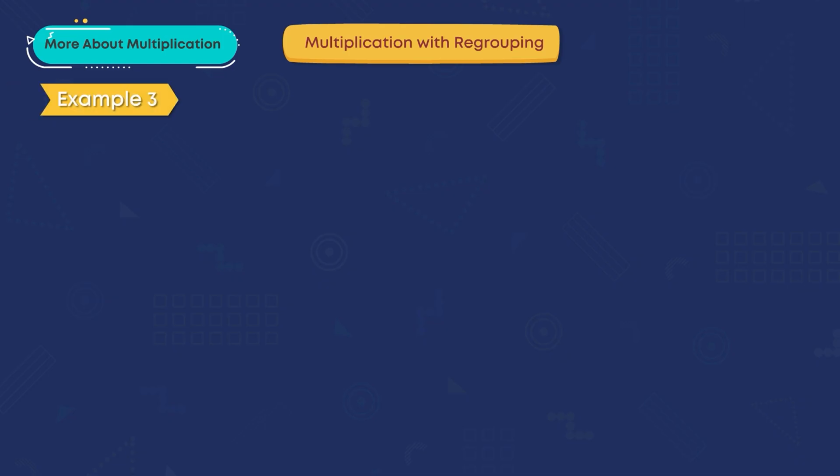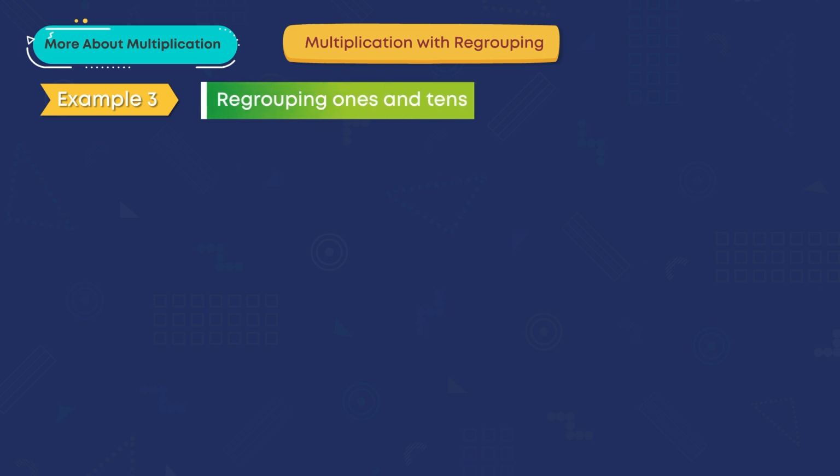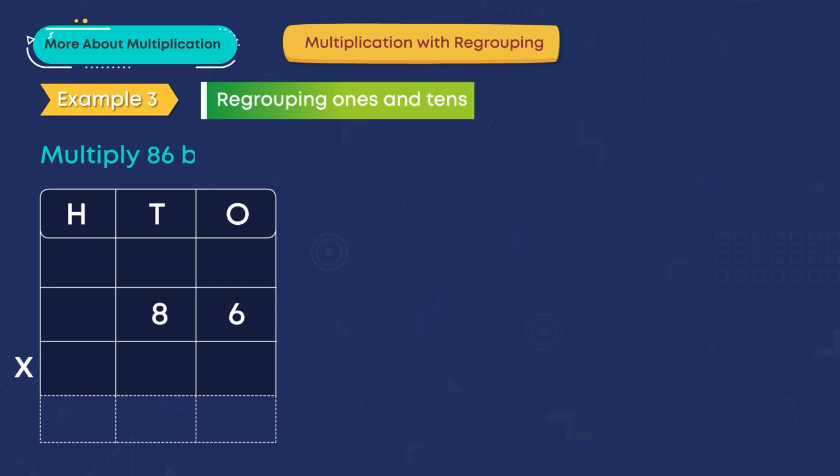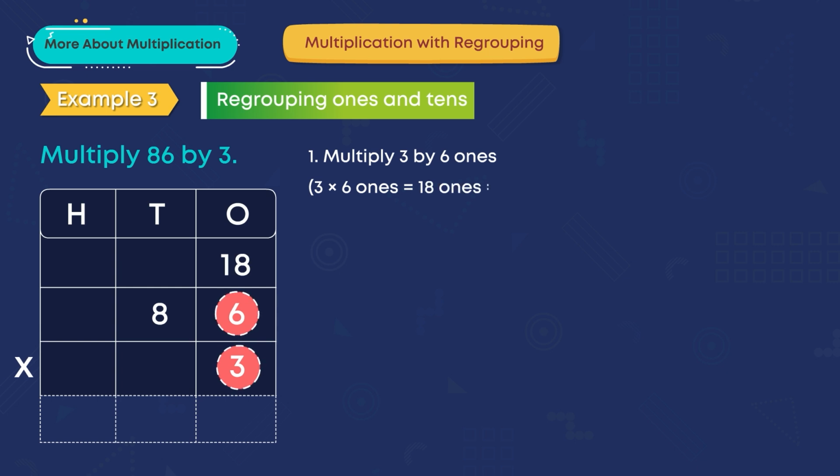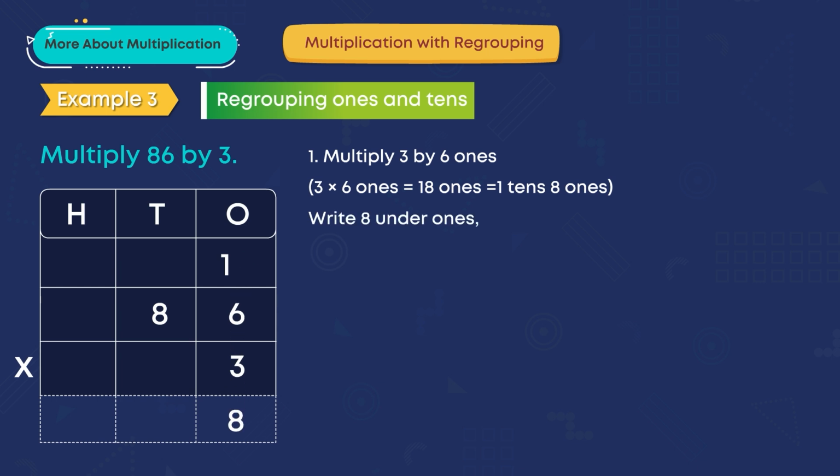Example 3. Regrouping ones and tens. Multiply 86 by 3. Multiply 3 by 6 ones. 3 times 6 ones is equal to 18 ones is equal to 1 tens 8 ones. Write 8 under ones. Carry over 1 to tens.